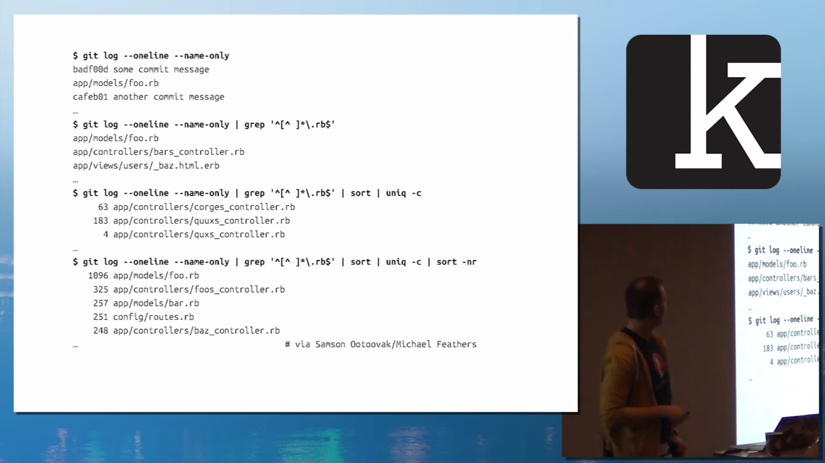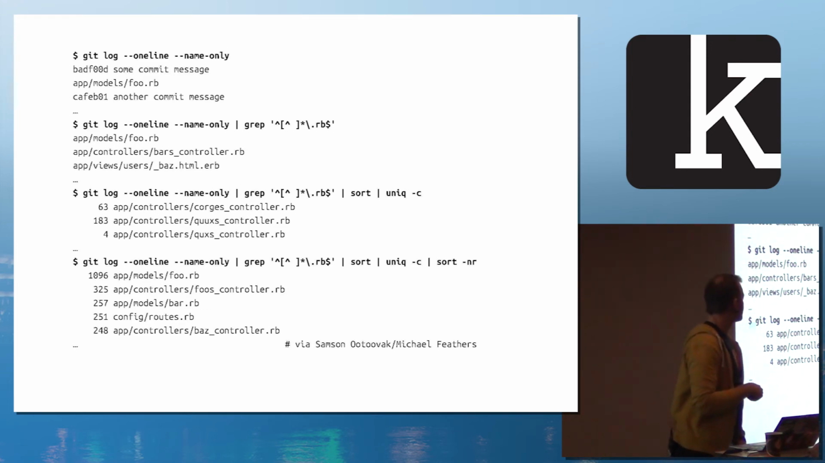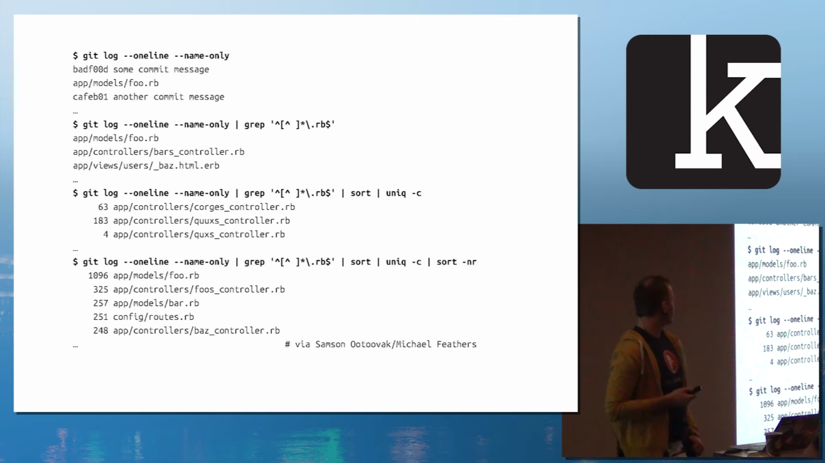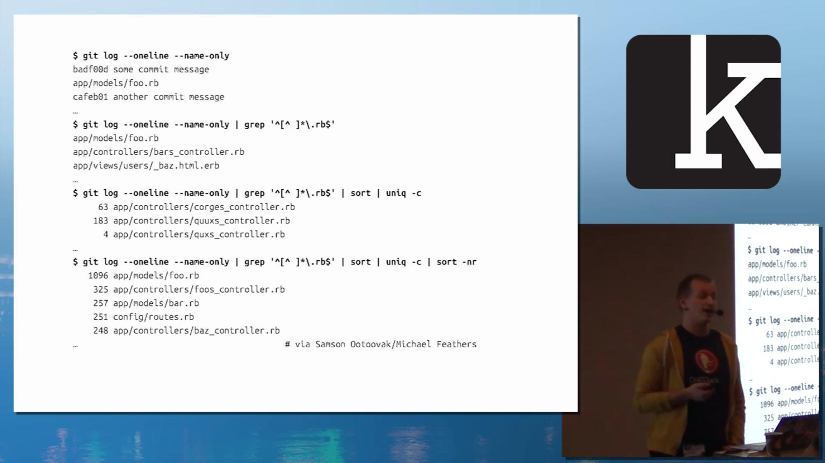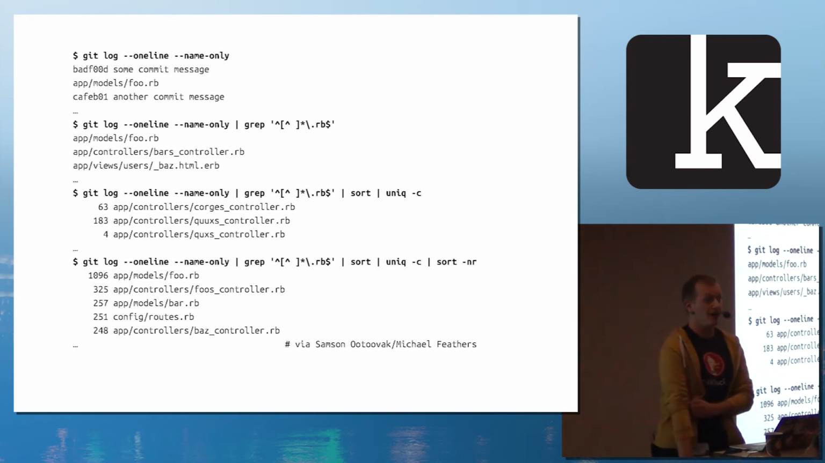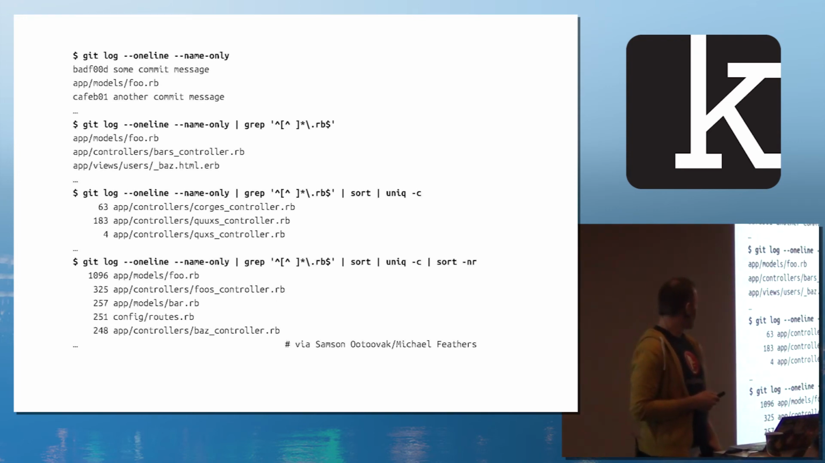So we can see that there are actually 63 commits that altered this file, and 183 commits that altered that other file, and only 4 commits that altered this file. And if we again sort it by -r, we can see that there is one particular model that was altered almost 1,100 times. Again, this is an actual number. This file was changed by almost 1,100 commits, and by now it has been changed by many more.